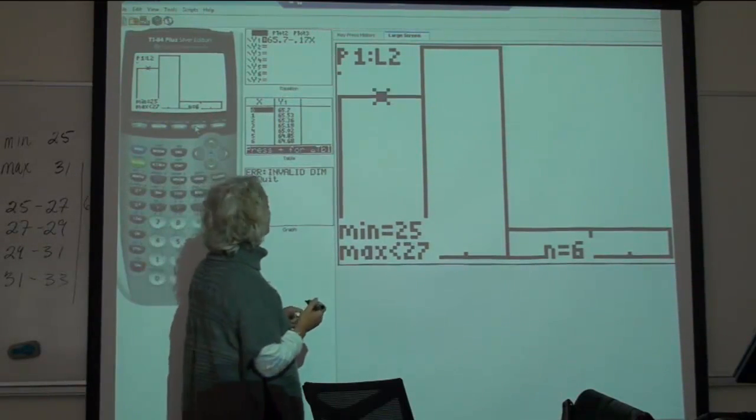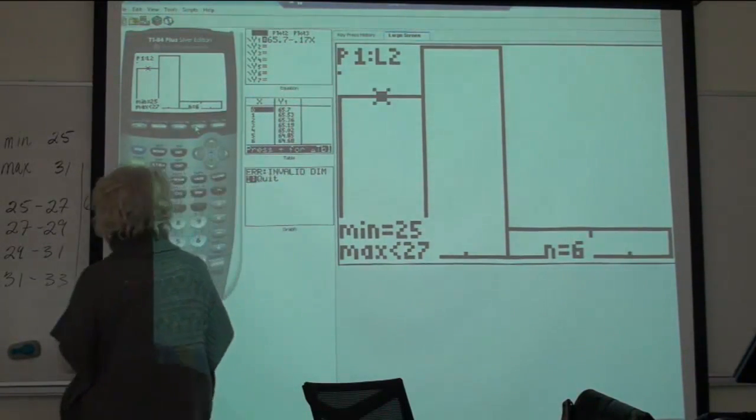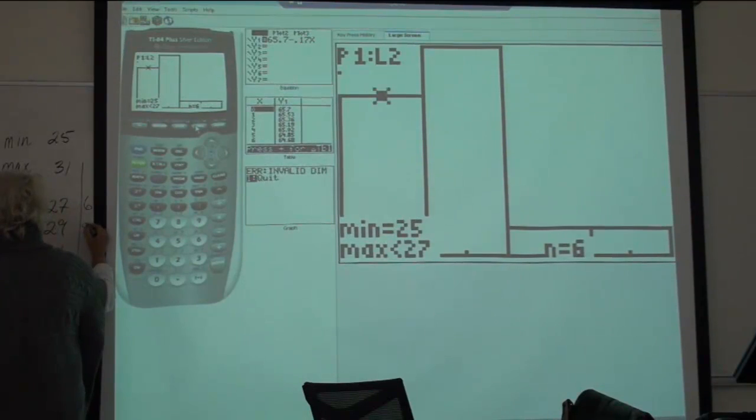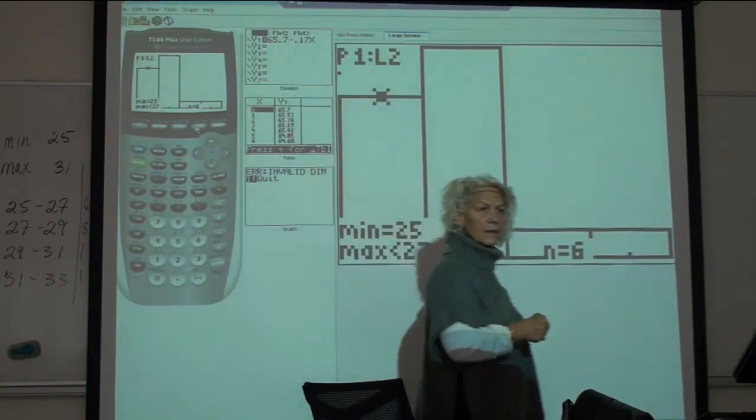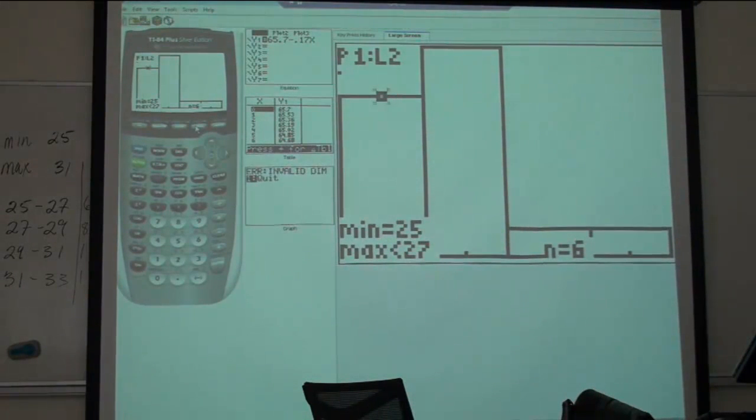And the next one, is it 8? And what should this total be? What should the total be here? 16. And do I have 16? I do. Questions?